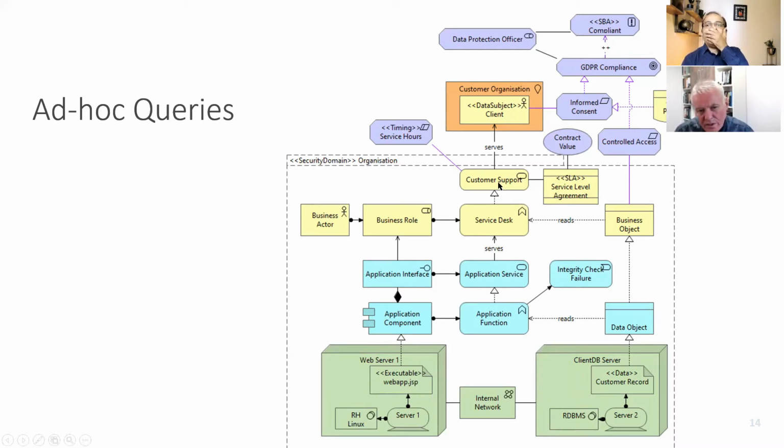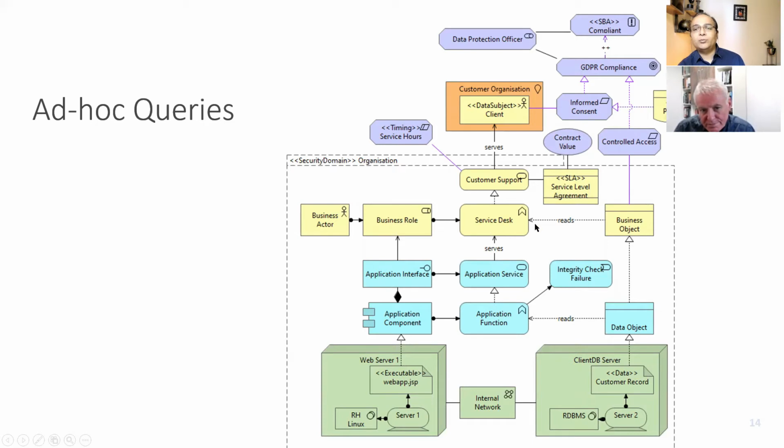They're calling a customer helpline. This is not a web application. This is maybe a telephone call, or it's email. They've got some kind of service level agreement. That service is backed by a service desk function that is being staffed by a service desk operator, by someone in the organization, and they are reading business information.